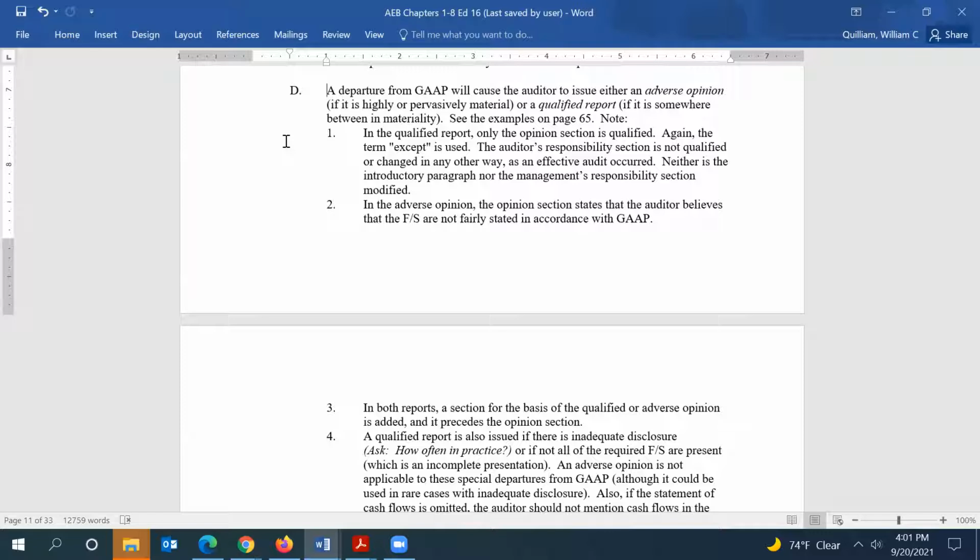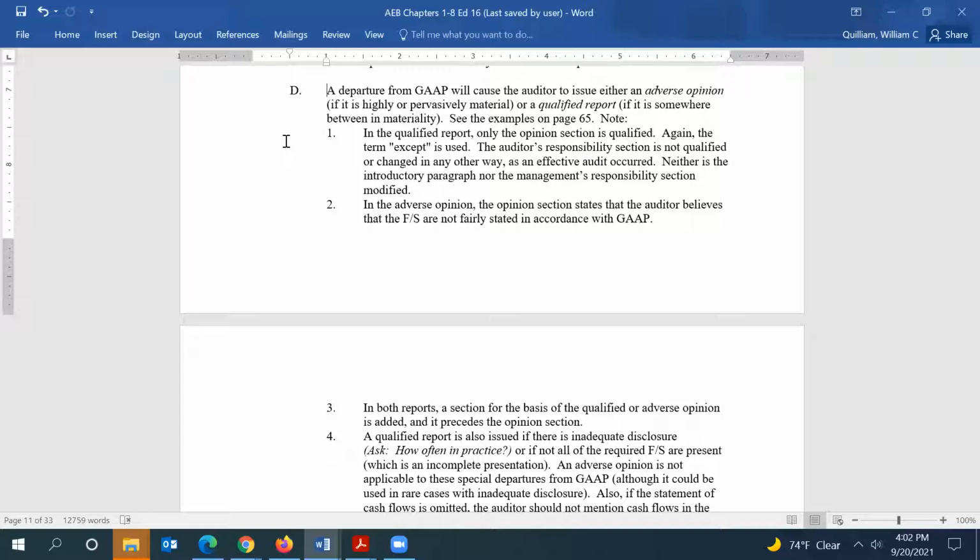So let's look at the first 3 notes first. In the qualified opinion, only the opinion section is qualified. The scope section, the auditor's work, is not qualified because a full-blown audit did take place. Does that make sense? Okay, nothing wrong with the auditor's work. This is a problem just with the client. The auditor's work was not at all affected. Again, the term except is going to be used. So except for this one departure, everything else is okay. And the auditor's responsibility section is not qualified or changed in any other way, again, because an effective audit occurs. Neither is the introductory paragraph nor management's responsibility section going to be modified. So no effect on those whatsoever, and we'll see that again put to work in just a bit in the audit report.